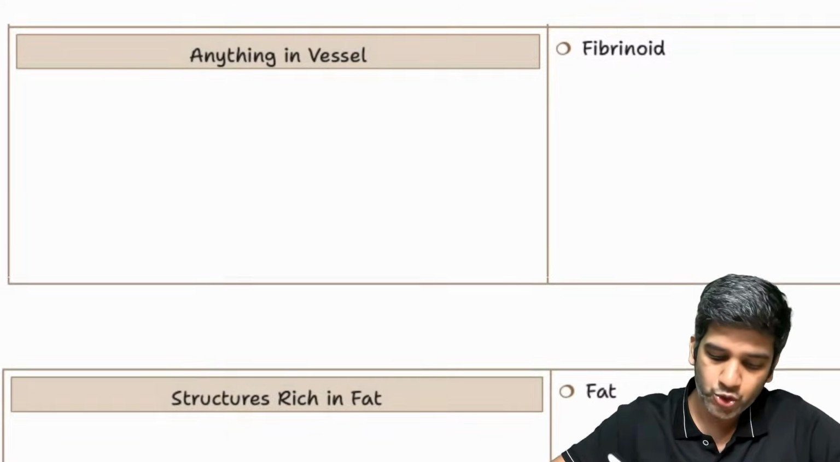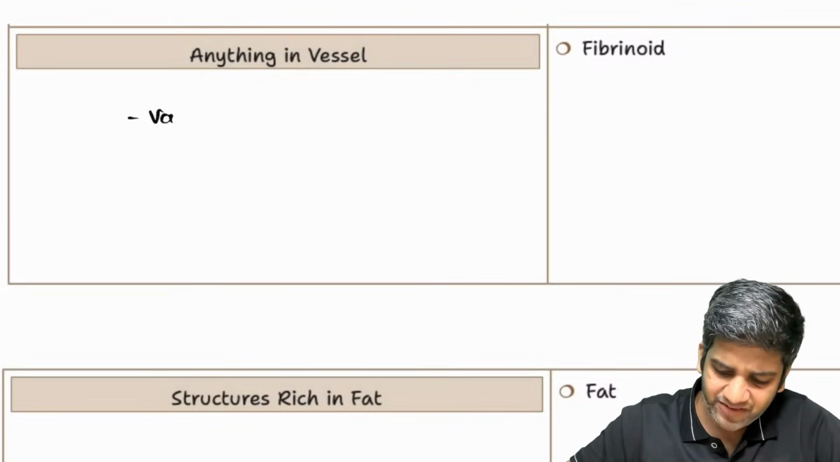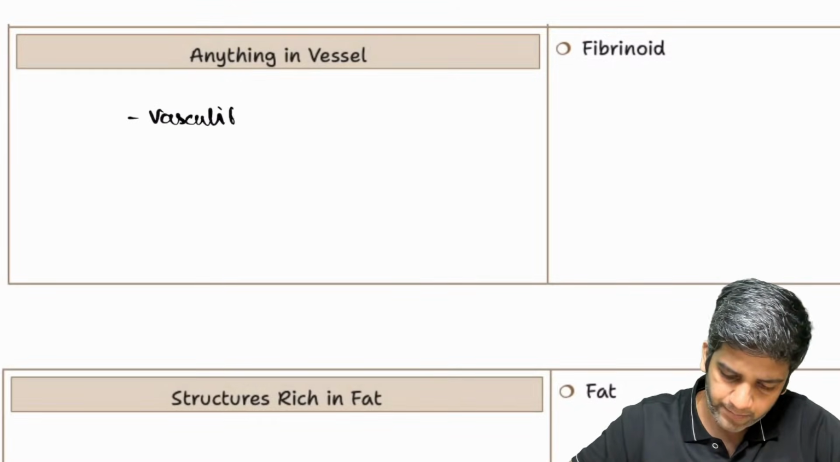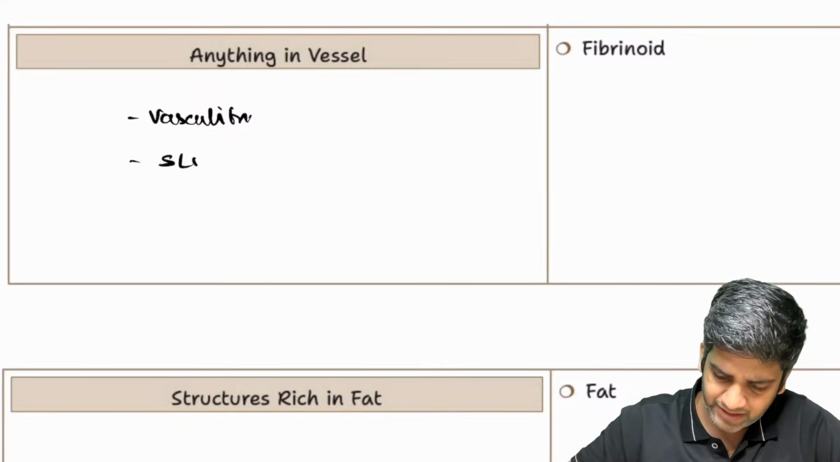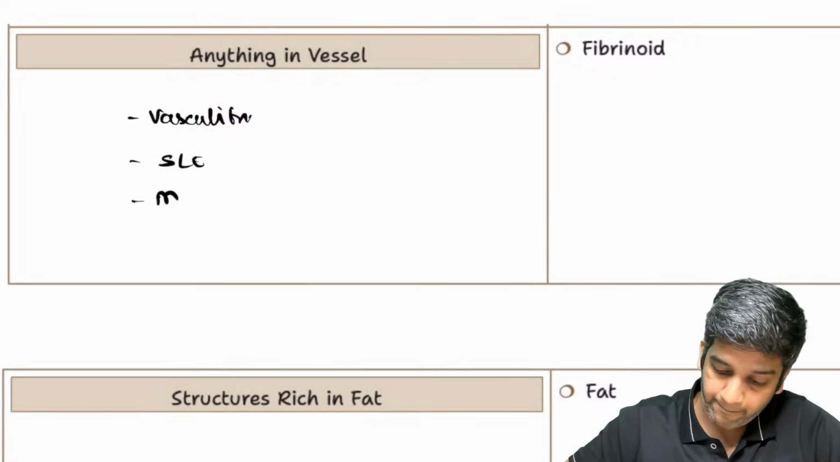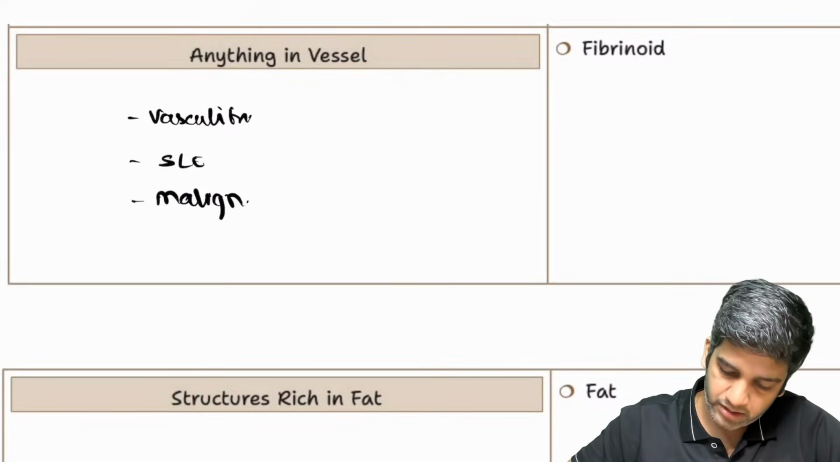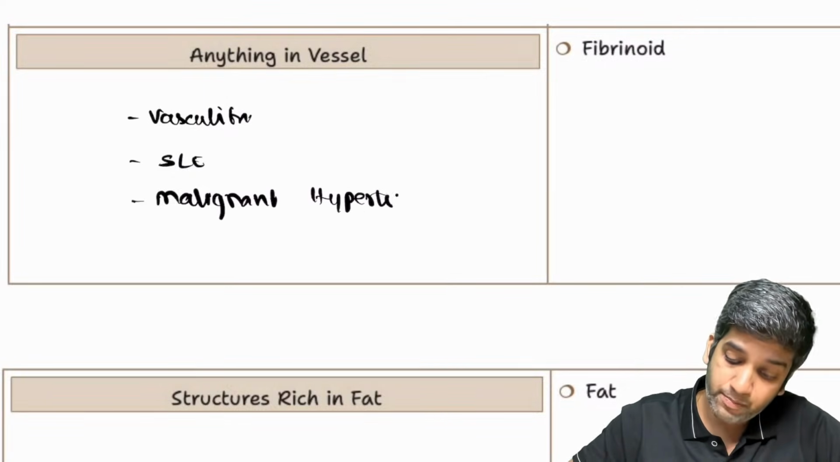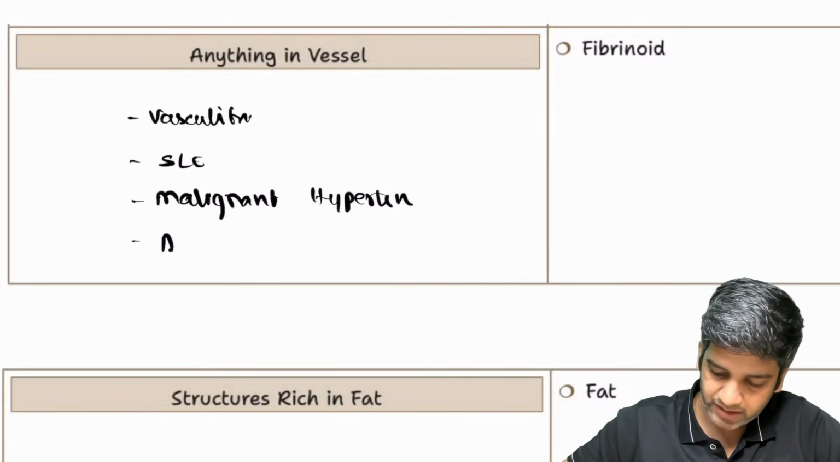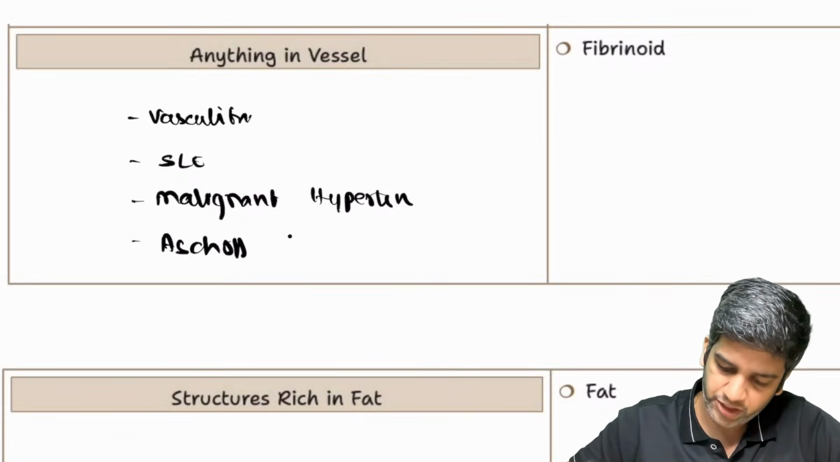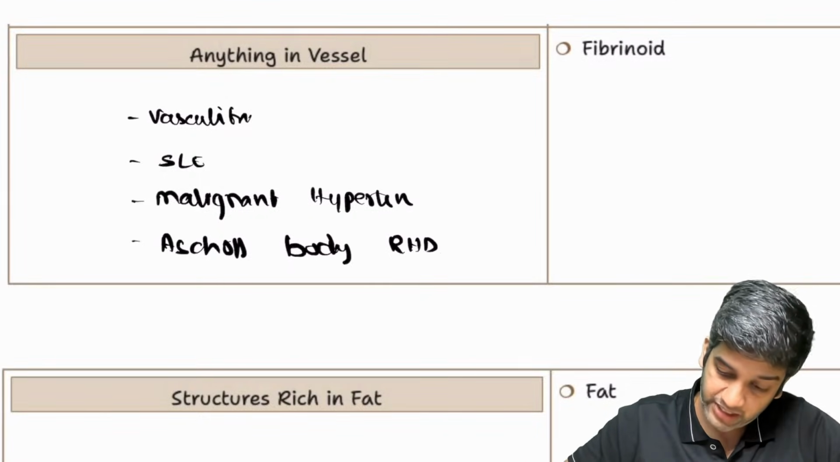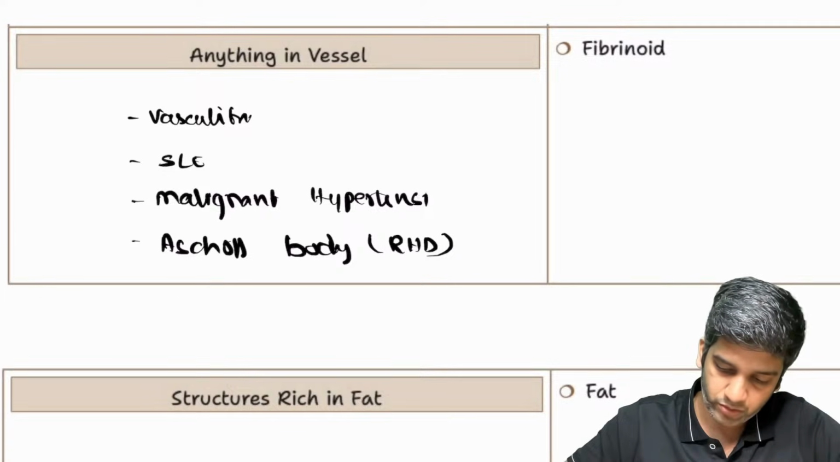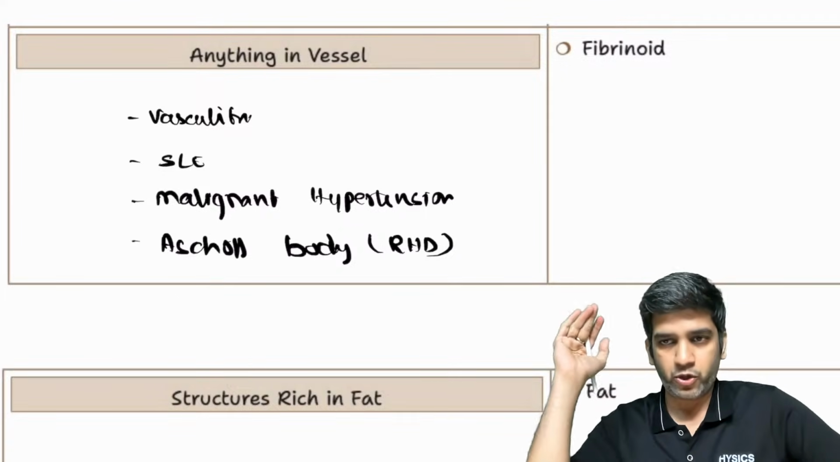Oid is like, so anything in the vessel, any vasculitis, I'll have fibrinoid. Right? SLE is a vasculitis, I'll have fibrinoid. Malignant hypertension. Hypertension involves the blood vessels, I'll have fibrinoid. The biggest vessel in my body is the heart. In that we have something called an Aschoff body. The Aschoff body, which is a finding of rheumatic heart disease, here also I'll have fibrinoid necrosis. All these are classical findings of fibrinoid necrosis, right?